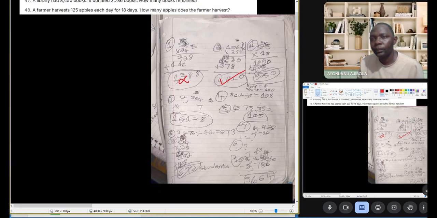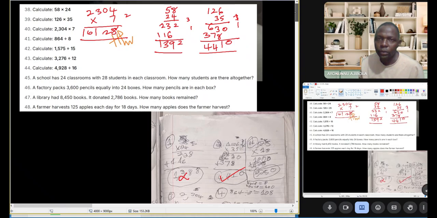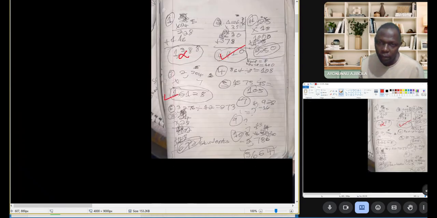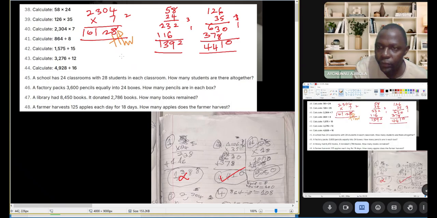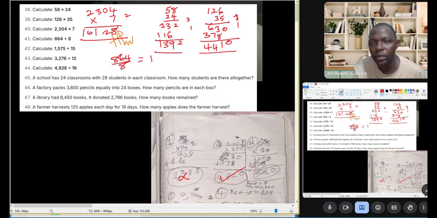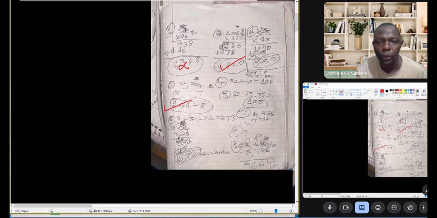Okay, I think that was the answer. 16,128. Okay. So the next one is 864 divided by 8. 8 in 8 is 1, 8 in 6 is 0, 8 in 64 is 8, that's 108. You get 108? Yeah. You got 107.